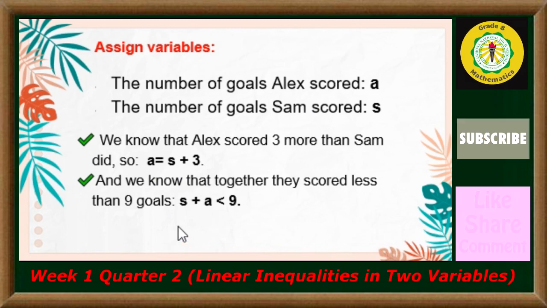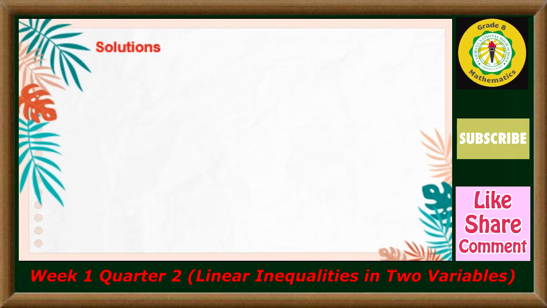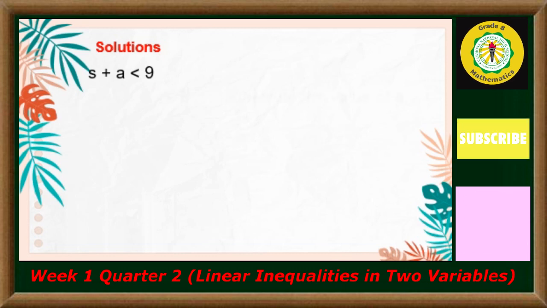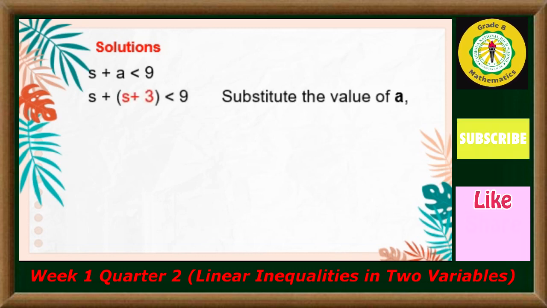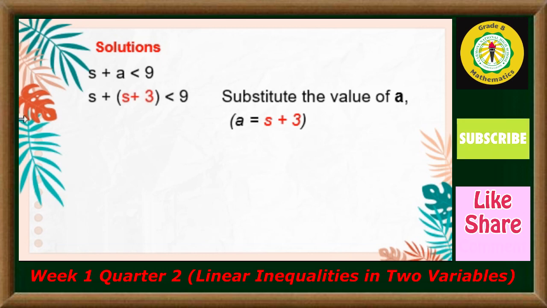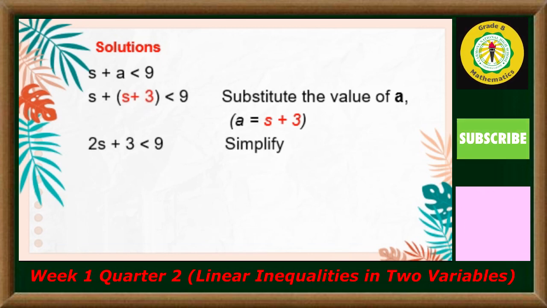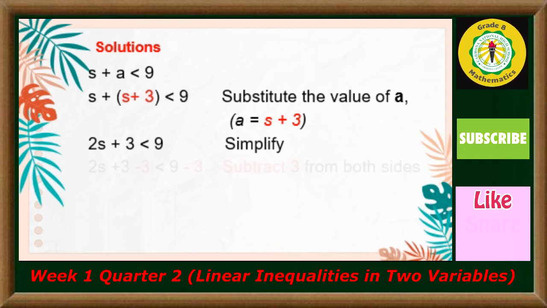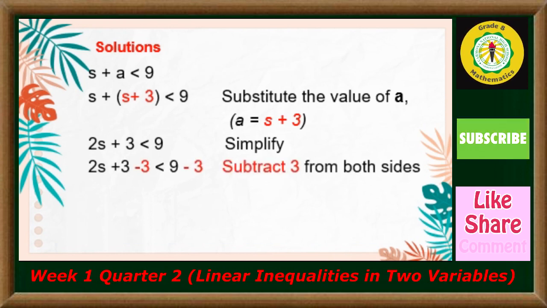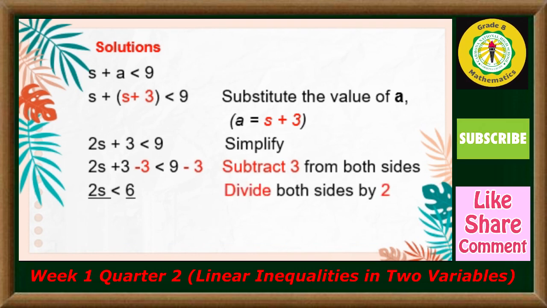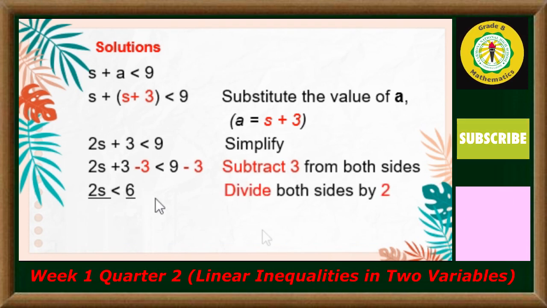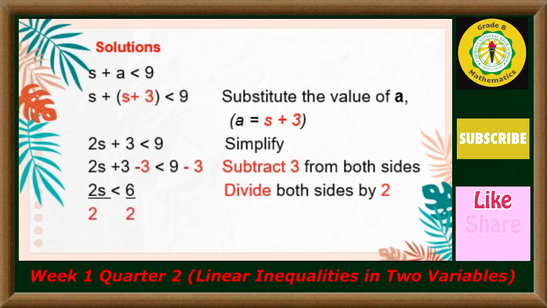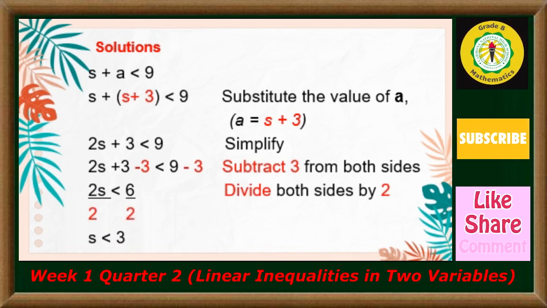And we know that together they scored less than 9 goals, so it will be S plus A less than 9. For the solutions, S plus A less than 9, we need to substitute the value of A, which is S plus 3. So we have here S plus S plus 3 less than 9. Next, we need to simplify. So we have 2S plus 3 less than 9. And then we need to subtract 3 from both sides. So we have 2S is less than 6. And then divide both sides by 2. So S is less than 3.